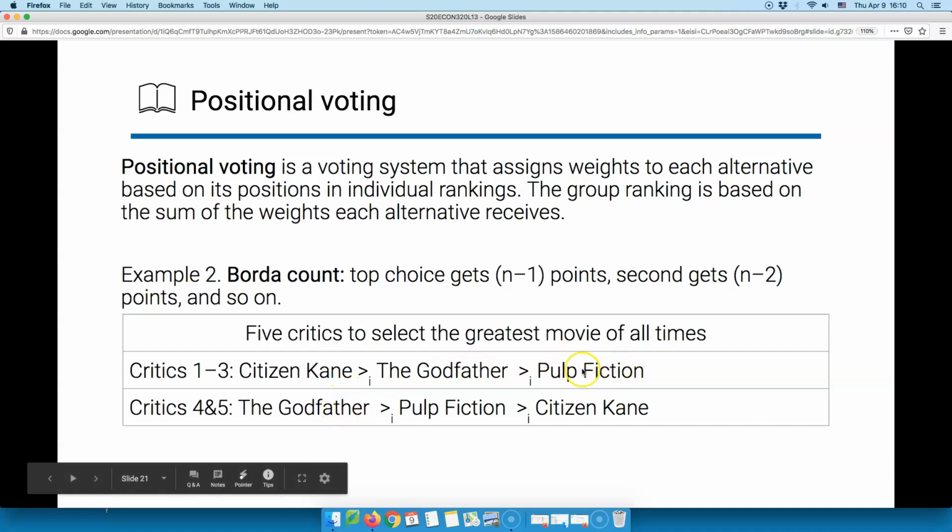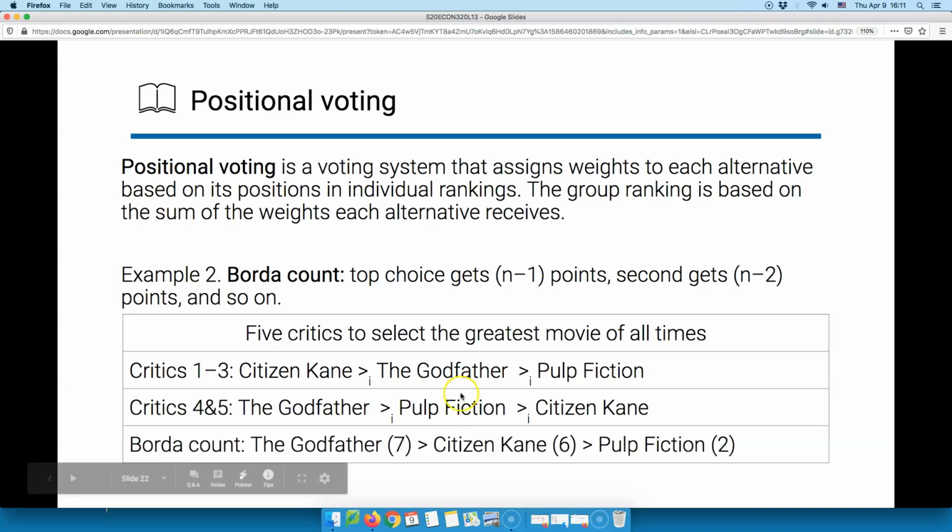Pulp Fiction gets 0 from critics 1 to 3 and 1 point each from critics 4 and 5 for a total of 2. So here is our final ranking using Borda count. Godfather wins with 7 points, Citizen Kane finishes second with 6, and Pulp Fiction ends up last with just 2. And that's an okay way to decide who the winner is. And for example, the best soccer player of the year is decided just like that by asking players and coaches to vote on their best 3 or something. You can check it out.